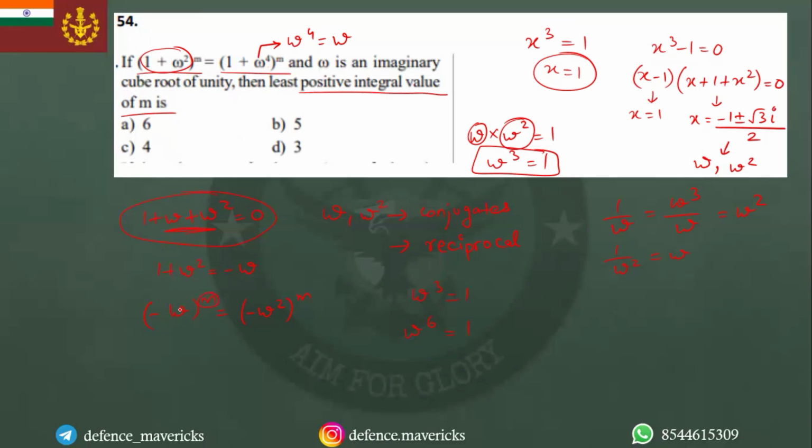So if I keep m as 3, this will become minus omega cube, and if I keep m as 3 again, this will become minus omega square whole cube, so minus omega power 6. Now don't get confused that there is square over here, then how am I writing minus? So this is minus omega square, and that to the power 3, so the power 3 is there for this minus as well. Getting my point? Okay. So this will be minus omega cube, this will be minus omega power 6. So for m equal to 3, both of them will be equal. Okay, so answer is 3.